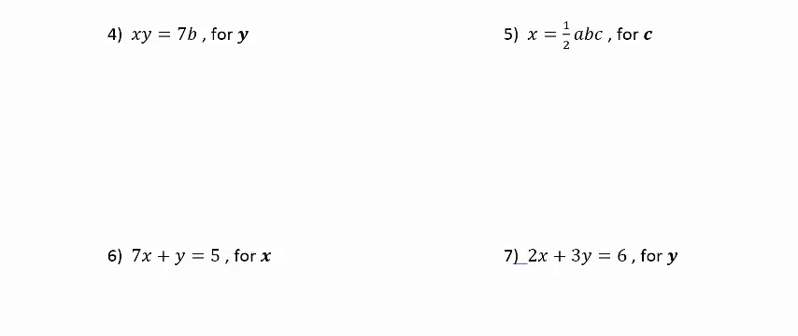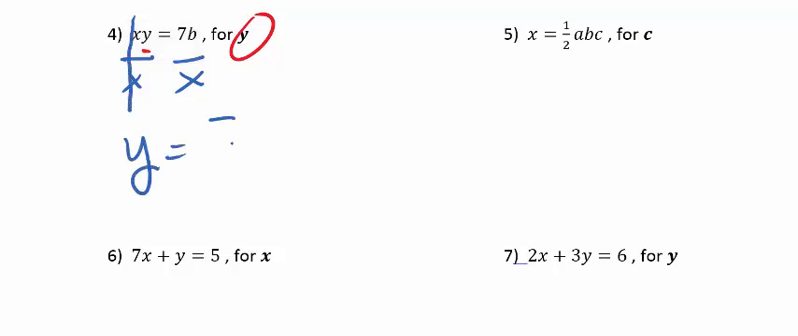In number 4, we're trying to get y by itself here. Here's y in my equation. I have an x in front of it. xy means x times y, so we're going to have to do the opposite and divide both sides by x, so that this x and this x divide out, and we get y equals 7b over x.